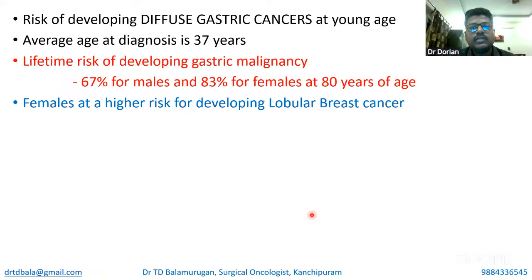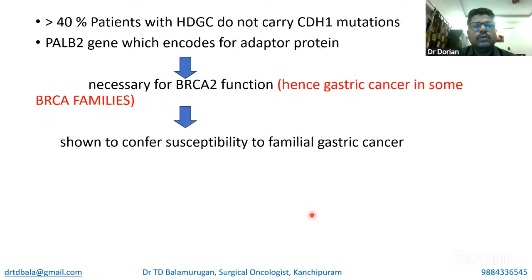The females with E-cadherin mutations are at a higher risk for developing lobular breast cancer. Very important. Females with E-cadherin mutations are at a higher risk for developing lobular breast cancer. 40% of patients with hereditary diffuse gastric cancer do not carry CDH1 mutations.